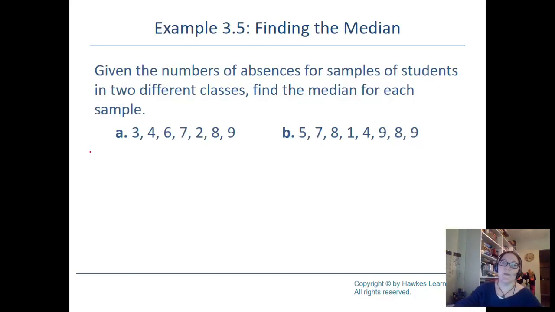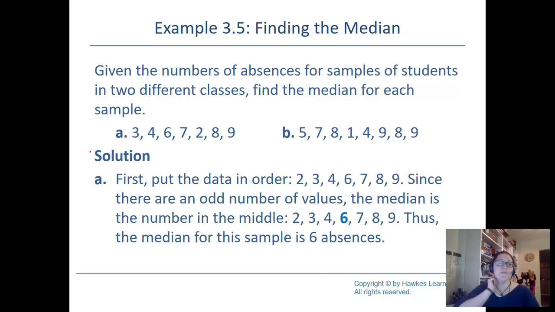So let's take a peek here. Given the numbers of absences for samples of students in two different classes, we're going to find the median for each class. So where does the middle range fall? The first thing I notice is that in this first one, 3, 4, 6, 7, 8, 2, 8, 9, it's not in numerical order. Same thing with part B here: 5, 7, 8, 1, 4, 9, 8, 9. I've got to put these in order before I do anything.